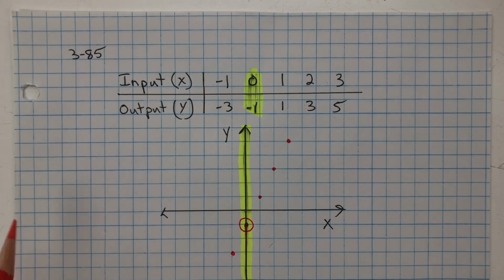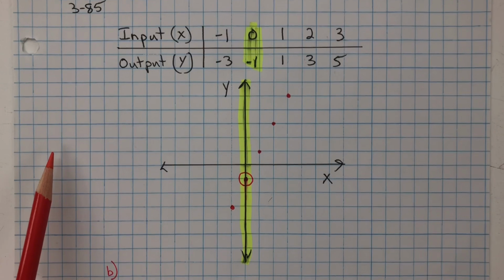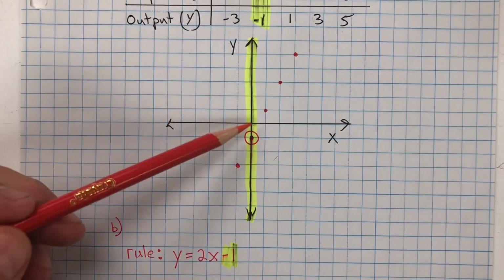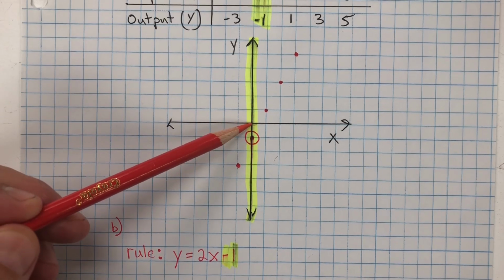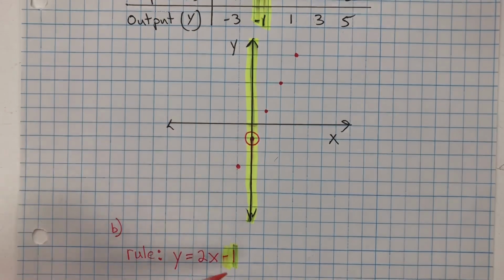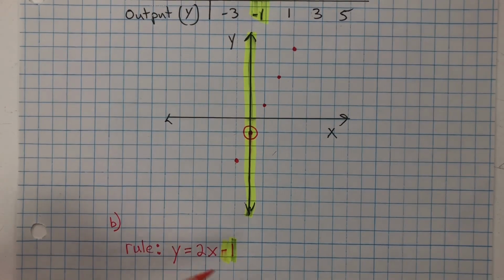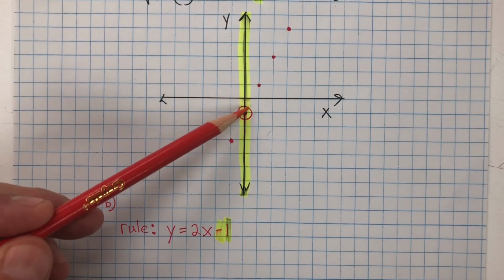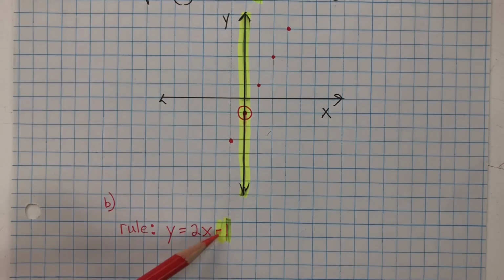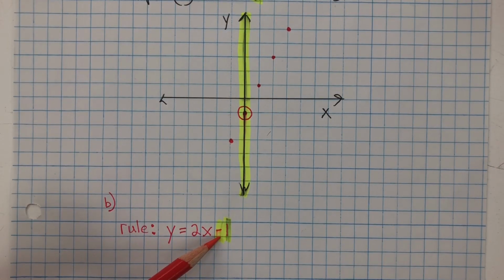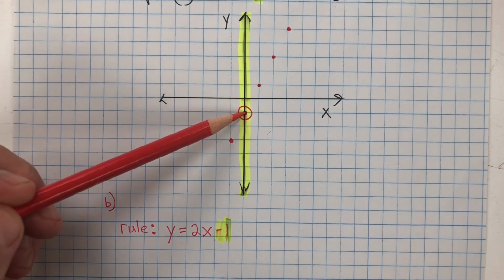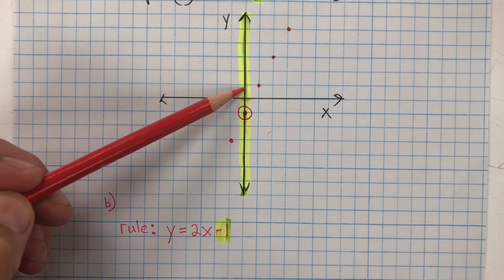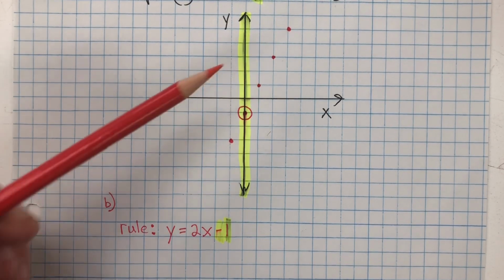To come up with the rule, I first started with the y-intercept, which is negative 1. 0 on the x, negative 1 on the y, which gives us that. Then we have to find the rate of change. And the rate of change, 2 on the y, 1 on the x.